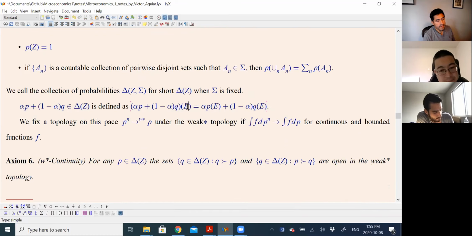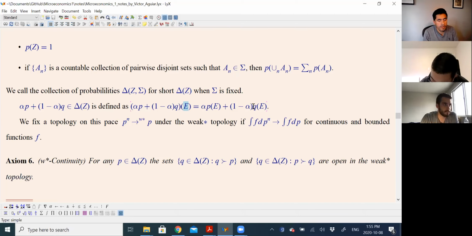Notice that here, instead of atoms as in the discrete case, I'm defining this composition of compounding lotteries for events. So events E are sets, potentially infinite sets. So now I have alpha P plus (1 minus alpha) Q of the event E is equal to alpha times the probability P of event E plus (1 minus alpha) times the probability Q of event E. In the infinite space, I also need to establish some topology to define continuity.